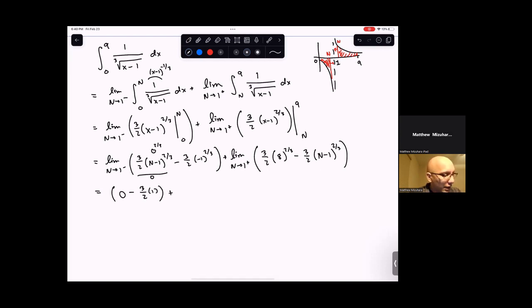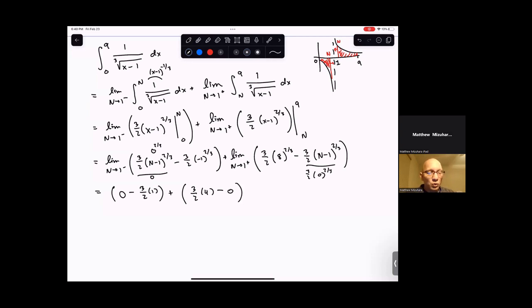And then plus, and I bet something similar is going to happen here. So 3 halves times 8 to the 2/3. The cube root of 8 is 2, squared is 4, so it's going to be 4, minus, and again, I can evaluate this limit by just plugging in n equals 1. It's going to give me 3 halves times 0 to the 2/3. And there's no problems here. I don't need to use any special machinery. This evaluates by continuity, just by plugging in 1 to get the limit. So this is great. This is just 0.